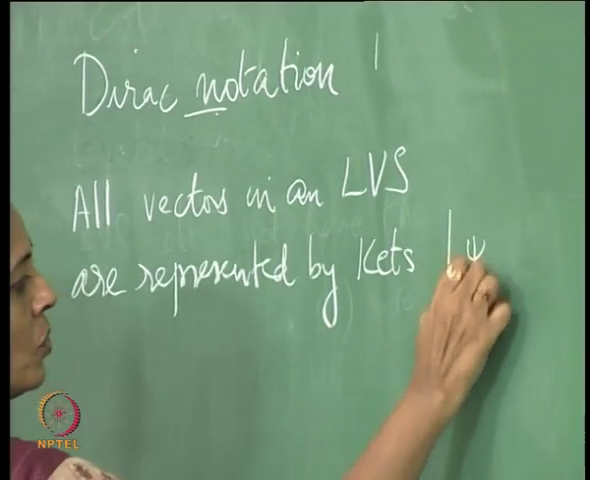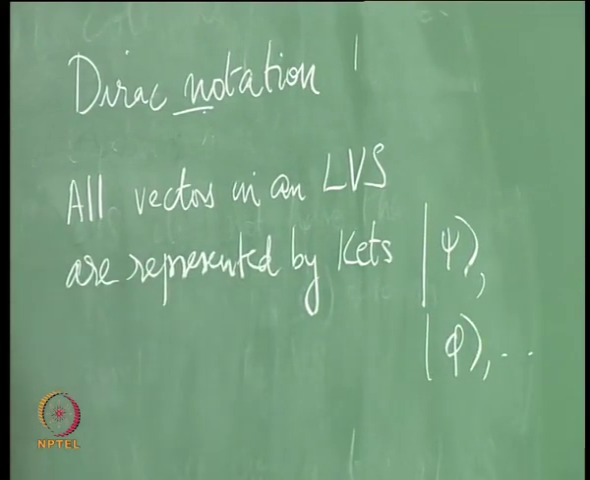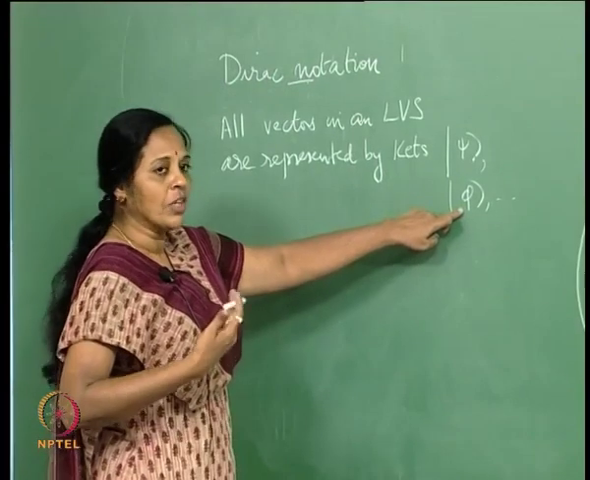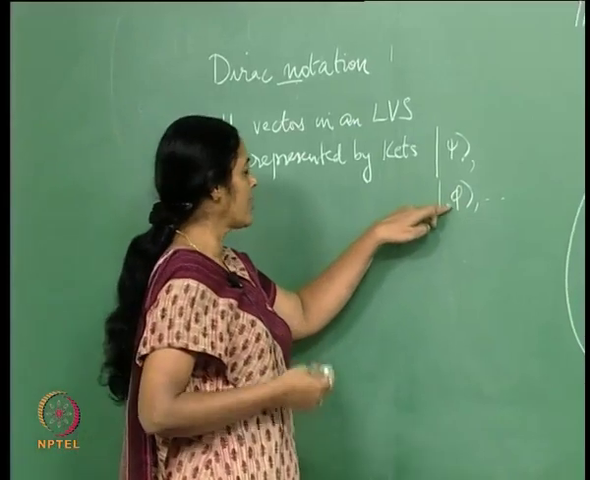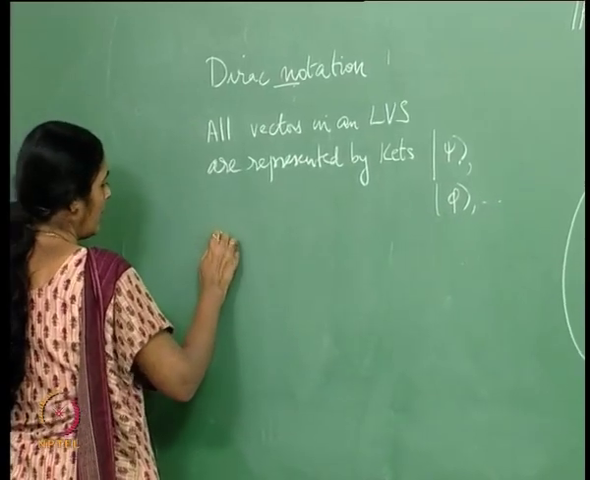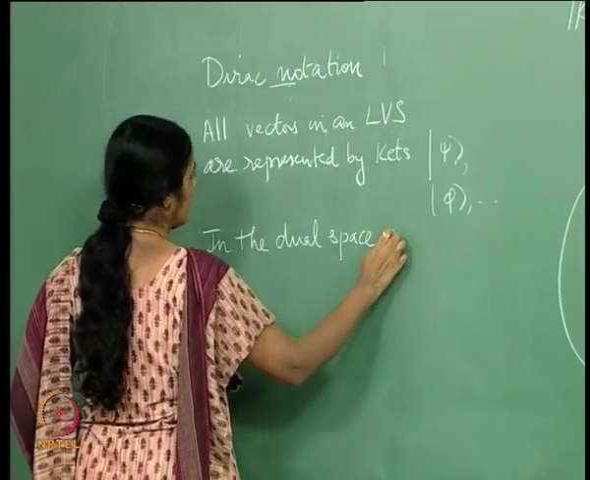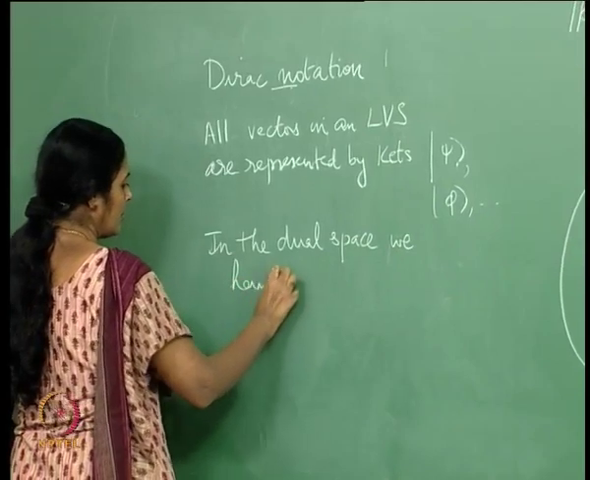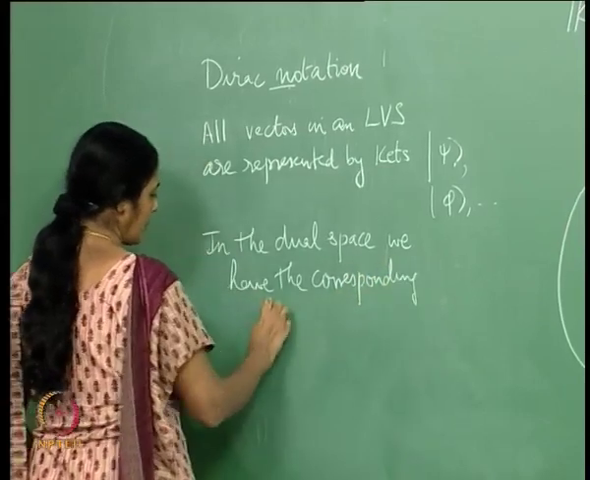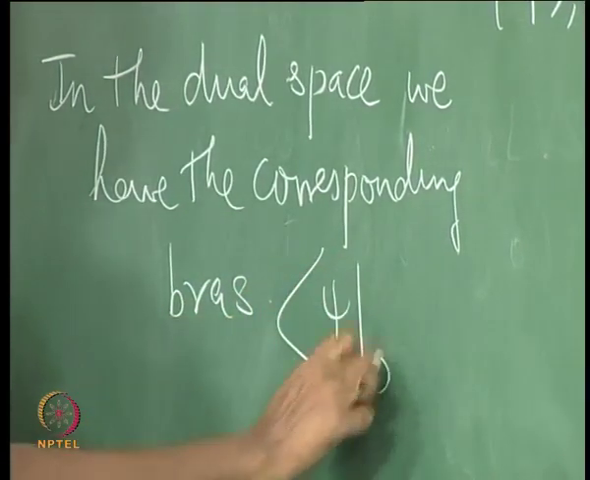What are kets? So, this is a ket, as ket psi, ket phi and so on. The psi is a vector, phi is another vector in the linear vector space. You can call it a vector, you can call it a state in a linear vector space. So, I put it like this. This is a ket. In the dual space, we have the corresponding bra vectors. I call them the bras. So, this is how you represent a bra.